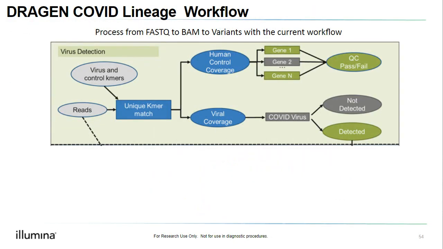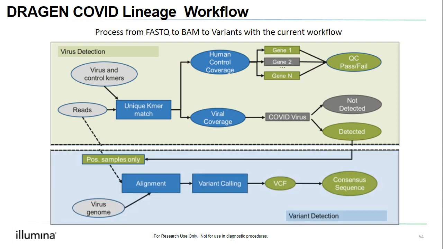This diagram summarizes the COVID lineage workflow, which is similar to our COVID-sick pipeline. As you can see here, there are 2 main parts. The first part is the virus detection, which uses KMER detection, and it will report the viral coverage to see whether SARS-CoV-2 is detected or not. And the second part will be variant detection and generating the consensus FASTA file.